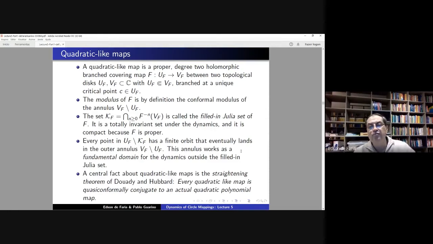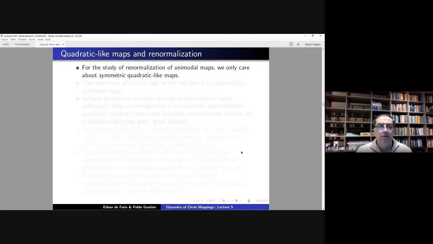And by the way, I'm talking just about quadratic, because I'm thinking of critical point of degree 2, but you can also talk about polynomial-like maps with higher degree criticalities. But we're not going to go into that here. So now, it turns out that we are interested in maps which are symmetric about the real axis, because when we restrict to the real axis, we want these quadratic-like maps to be like quadratic unimodal maps of the interval.